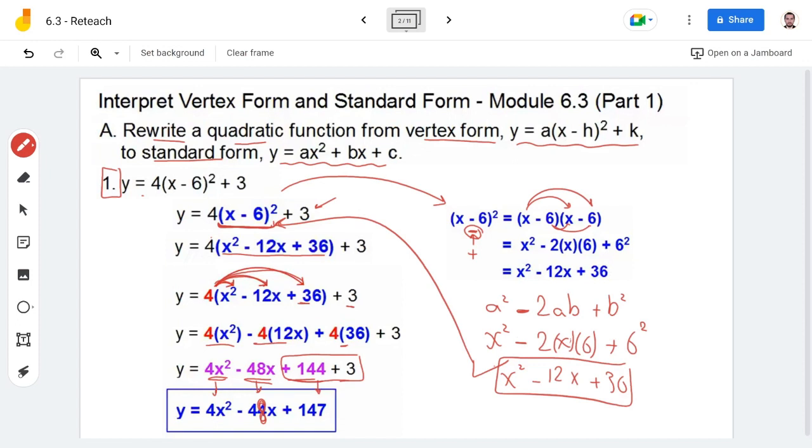Okay, I hope this is clear. So the steps are easy. Always expand the bracket, using the distributive property or using the perfect square formula. Then replace the final answer that you get from the expansion here. Then use the distributive property, then simplify, and you get the standard form. So this is how we can convert from the vertex form to standard form.